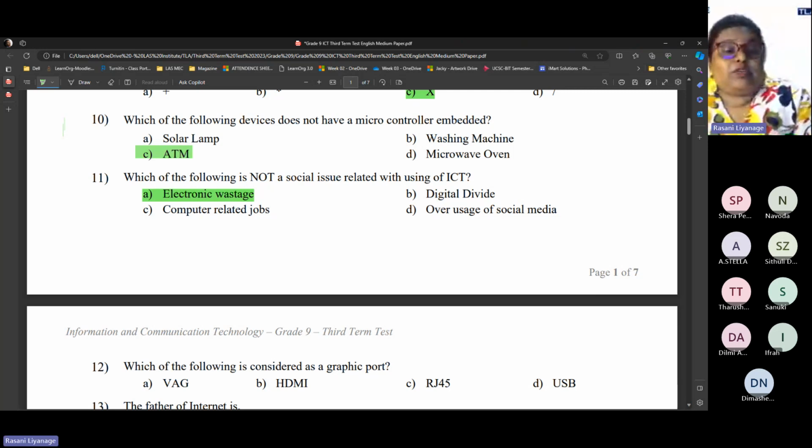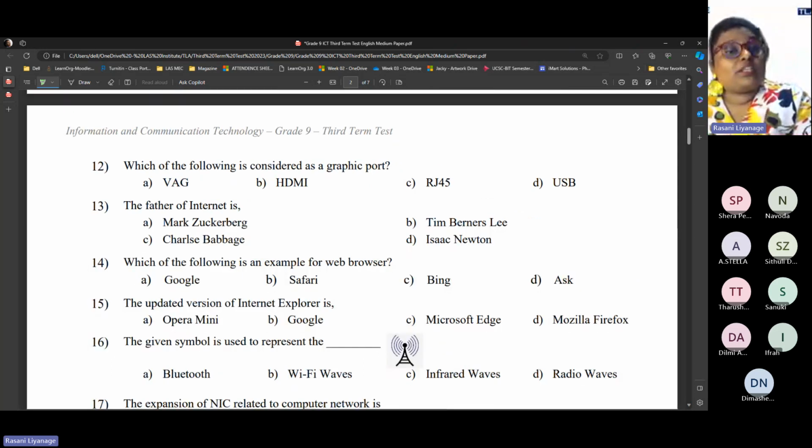Okay. Question number 12. Which is considered as a traffic port? But there's no port called WAG. RJ45 is for network. USB is for anything, the universal port. HDMI, high definition multimedia interface, is the port for graphics.